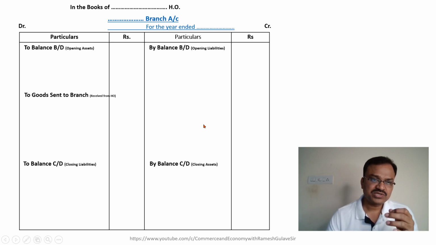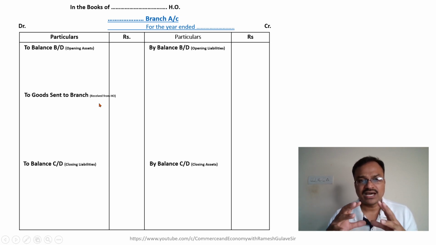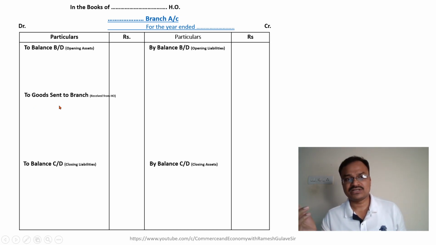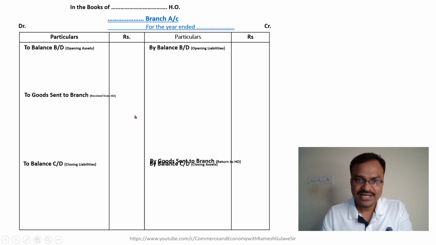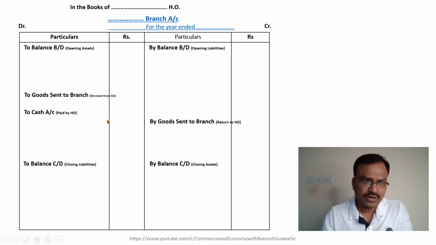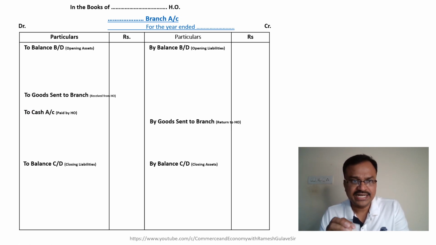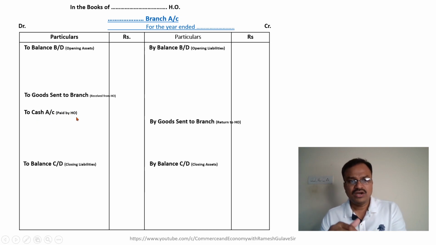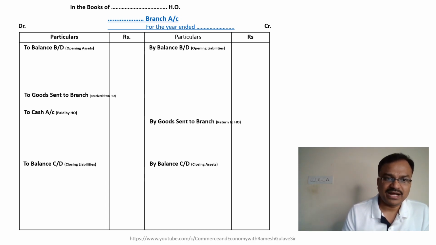Then next point is goods sent to branch. As we discussed, dependent branches are dependent on their head office for goods. So whatever goods are sent by head office to branch are recorded on the debit side of branch account. Similarly, if goods are returned by the branch, these goods are recorded on the credit side of branch account. Then we have to record the expenses paid by head office which are related to that branch. So here, to cash account, which includes expenses paid by the head office for that branch, right?